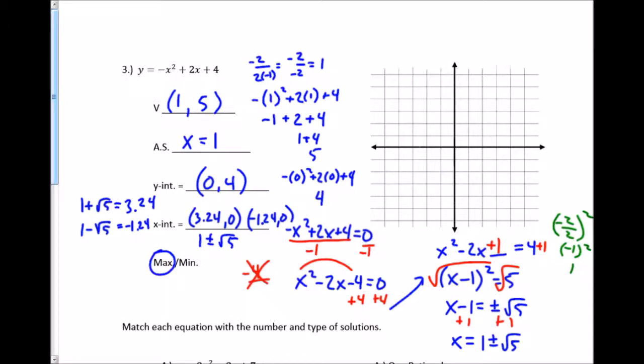And now as I plot these things, 1, 5 is right here. My axis of symmetry is right here. My y-intercept at 4 is right here. I can reflect that point over here. My x-intercepts, and this is why I wrote these as decimals, 3.24 is right around in here somewhere, and negative 1.24 is right around here. And I can see that those are symmetrical. They're reflections of one another. So now I know I'm on the right track. And I draw my parabola. Okay?